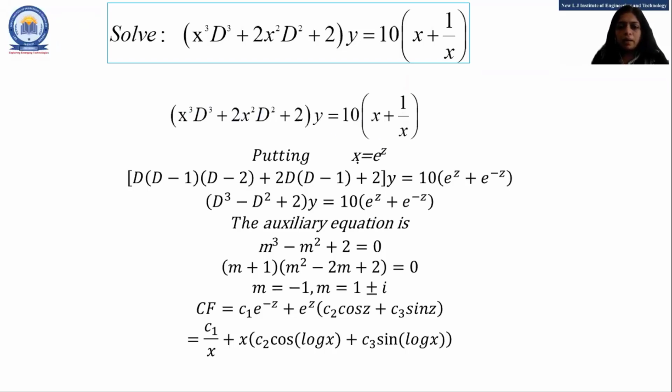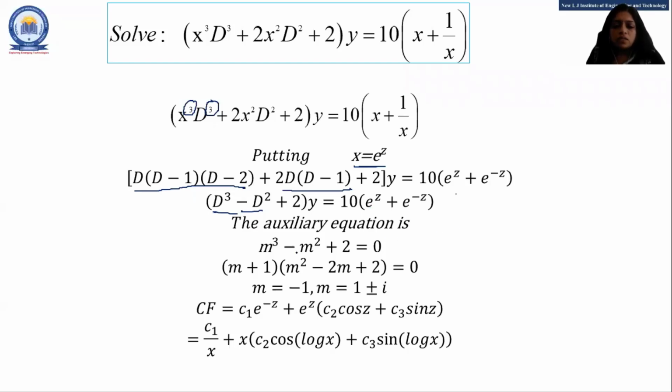So I start my solution with x is equal to e raised to z. Now, the power of D and x is 3, so I put x cube D cube as D(D minus 1)(D minus 2). This one is square, so D(D minus 1). The constant term 2, keep it the same. Now, x is e raised to z and 1 upon x is e raised to minus z, right? So after simplification, this is (D cube minus D square plus 2) into y equals 10 e raised to z plus e raised to minus z.